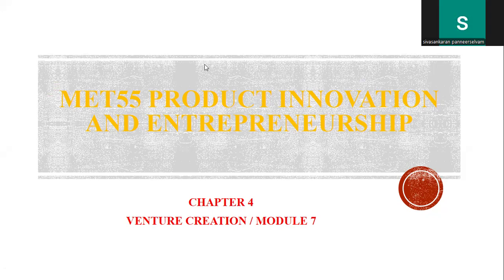Today we are in module number 7, chapter number 4, Introduction to Venture Creation. Here we are going to discuss the different aspects of the startup ecosystem, what we mean by a business model and business canvas, and the difference between environmental sustainability and social impact. These are some of the modern areas of entrepreneurship we are going to discuss under the course titled Product Innovation and Entrepreneurship.